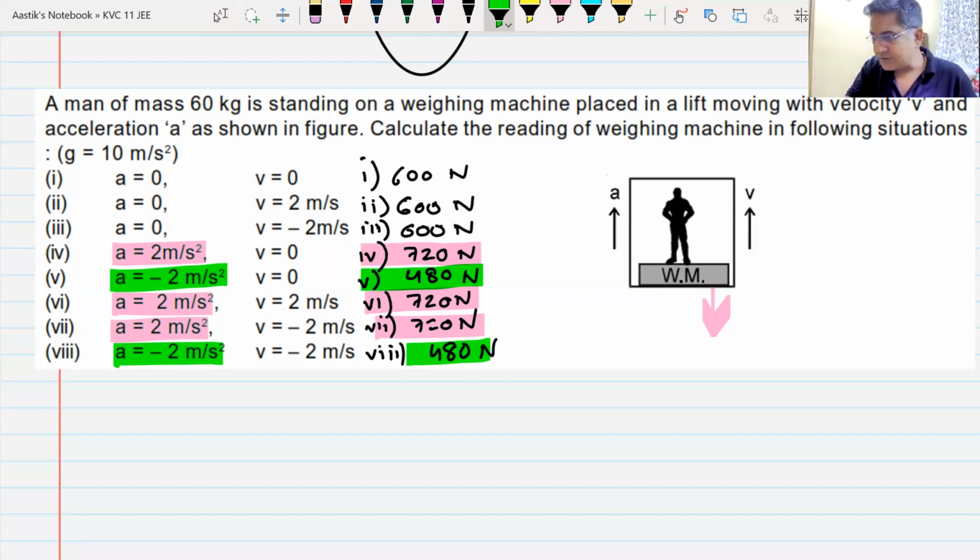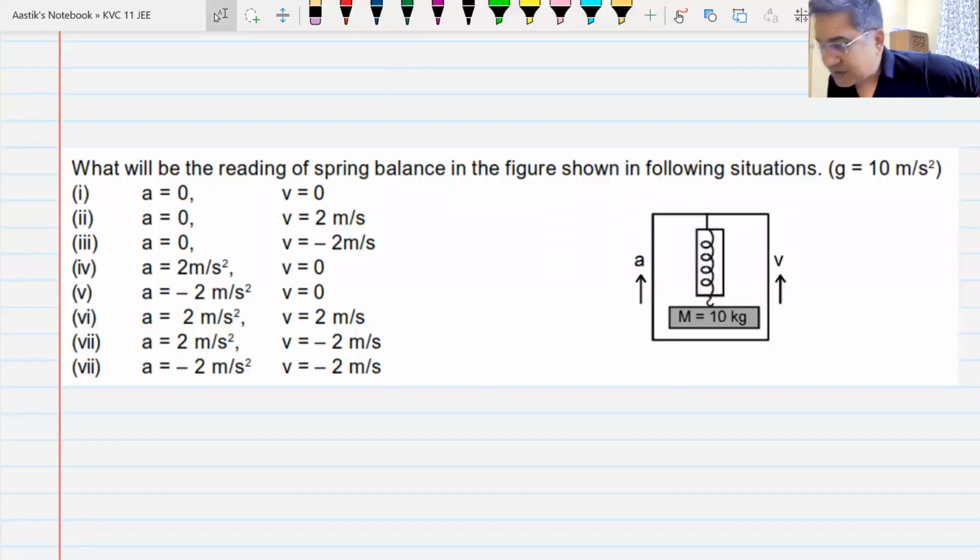One more chance. The same question is being repeated, but for your spring balance. I will give you a minute to tell me the answer in all these cases. Instead of a weighing machine, now I have a spring balance. So let us now get back to solving this question.